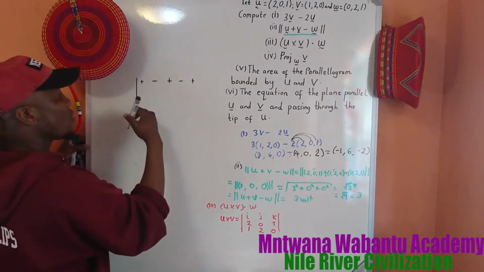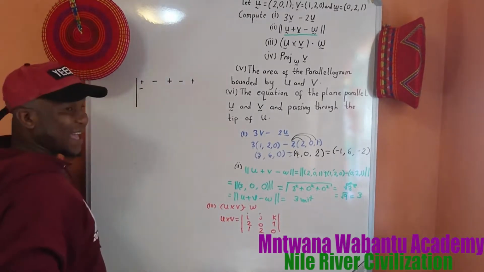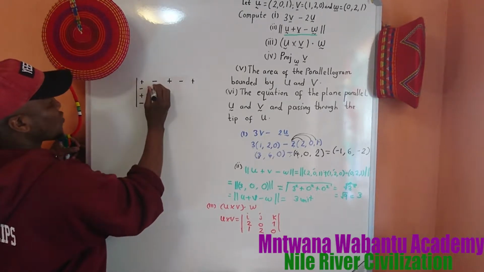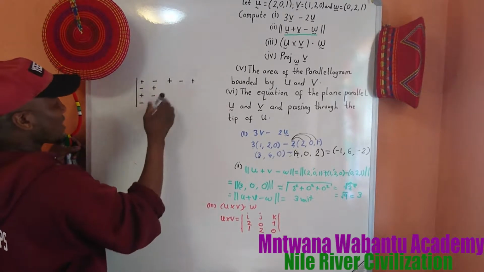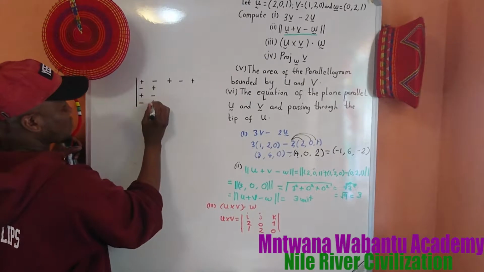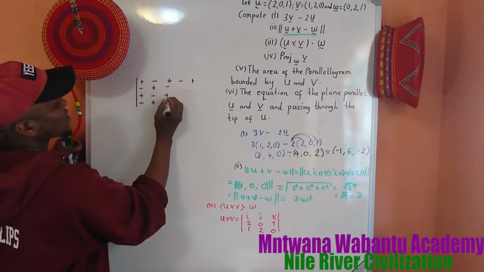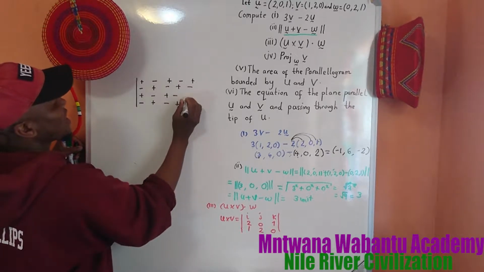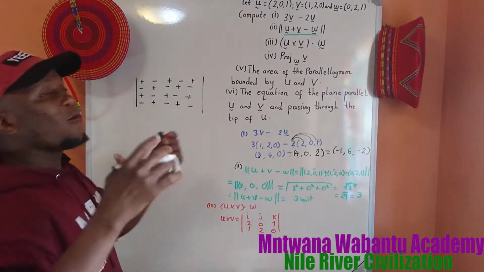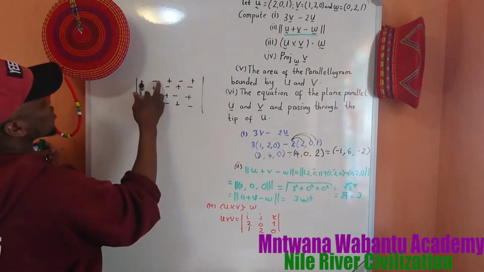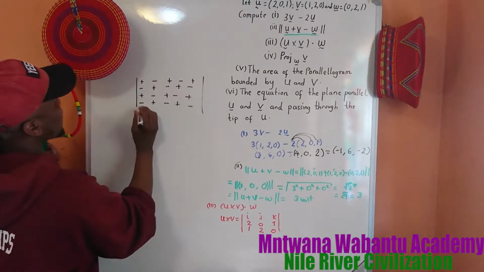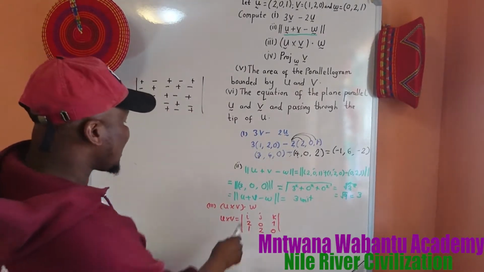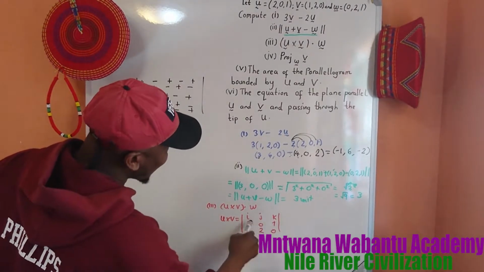You go the same way when you go down. When it's positive, it has to be negative, and this is going to be positive, and this is going to be negative. So you have to alternate the signs like a pattern: positive, negative, positive, and so on. It depends how far you want to go, whether 3 or 5. Here, we have 3 rows and 3 columns.